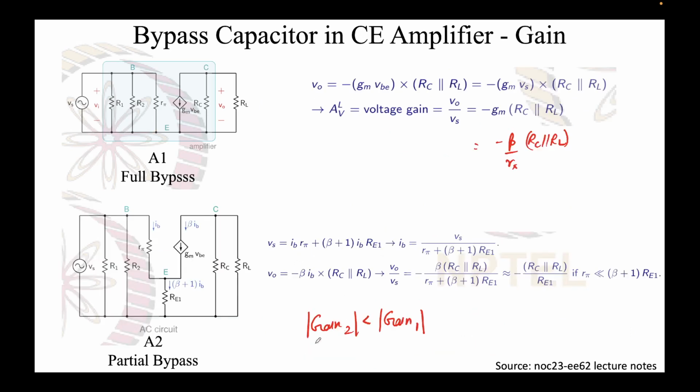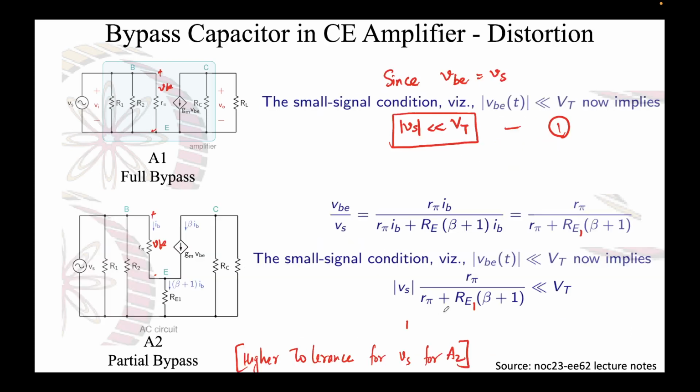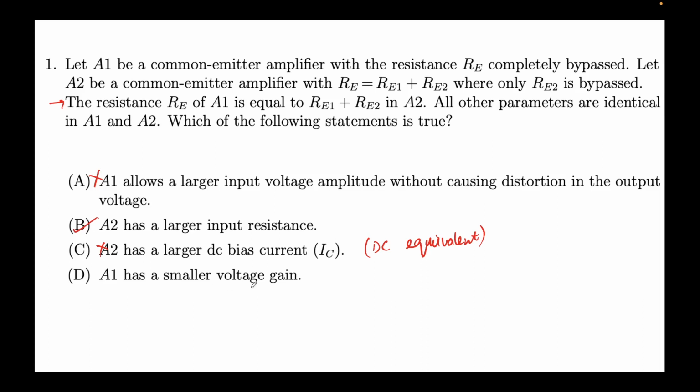We saw that gain 2 was less than gain 1. So A1 has smaller voltage gain? No, it's A2 that has smaller gain. We saw gain 2 less than gain 1. So among all the 4 options, A, C and D are eliminated, and only B is correct. All right, I'll pause here for a minute. If you have any doubts, you can ask me.